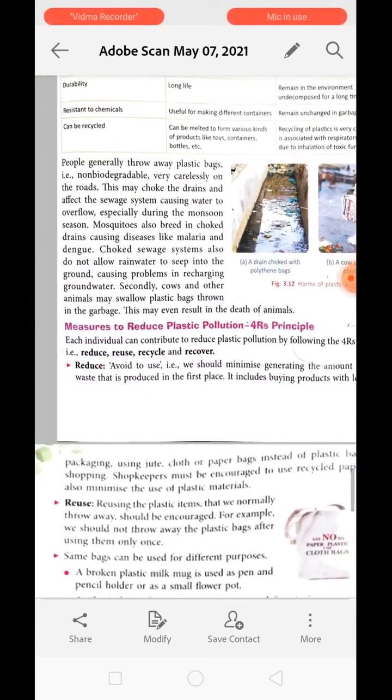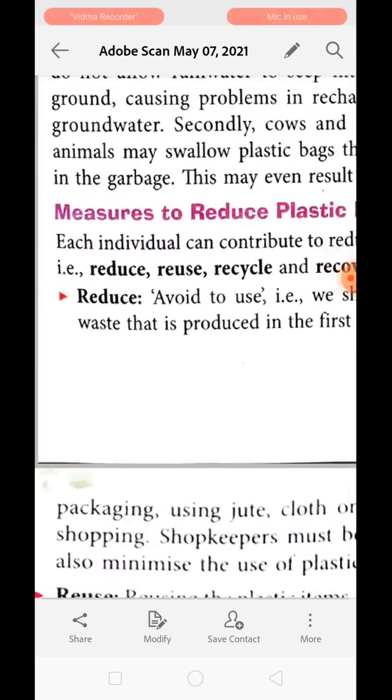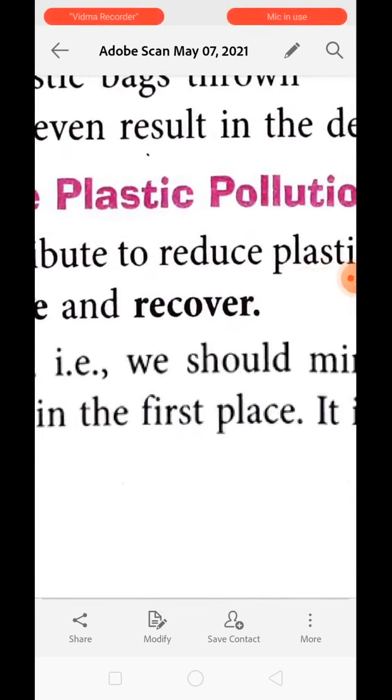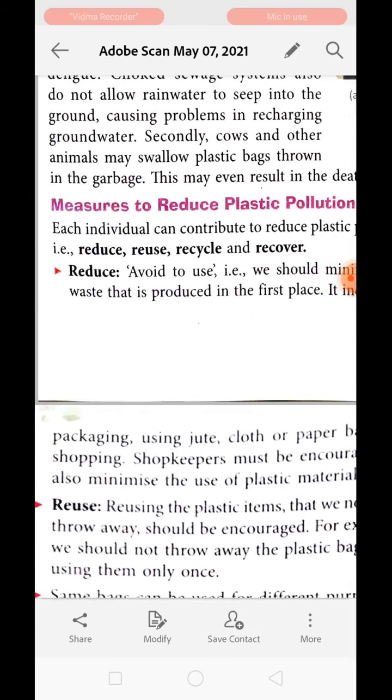Now next is measures to reduce plastic pollution. The main way to reduce plastic pollution is using the 4R principle. What is the 4R principle? It is reduce, reuse, recycle and recover. What is the meaning of reduce? Reduce means avoid using.